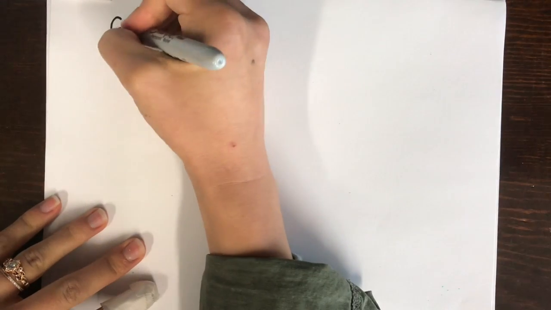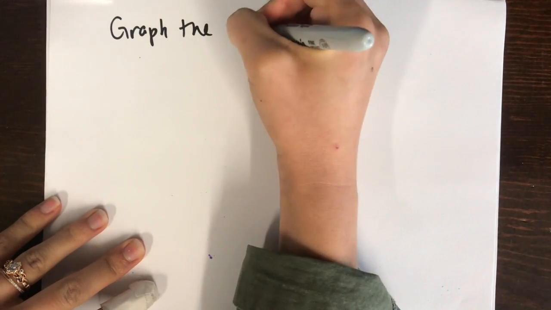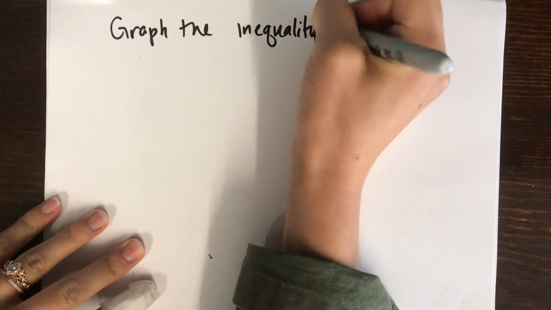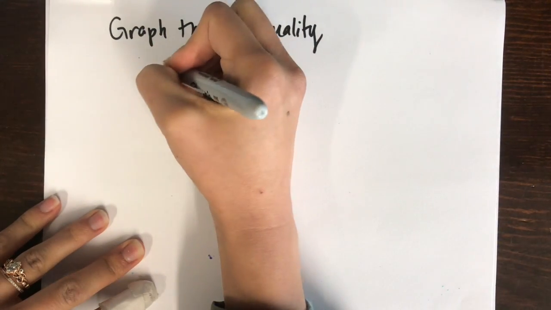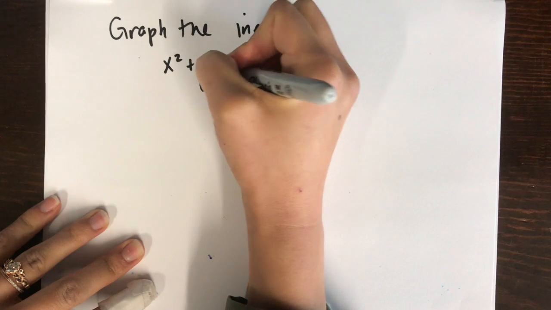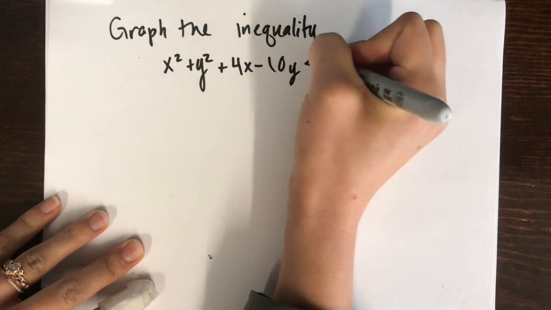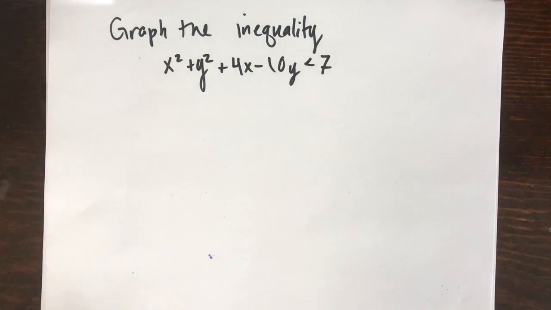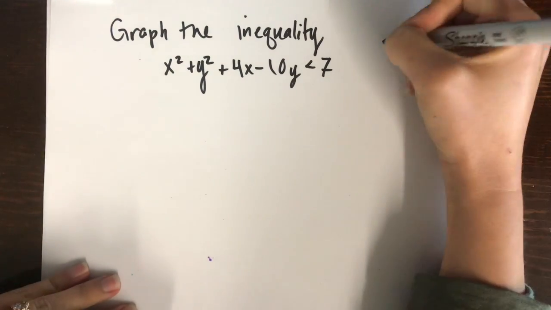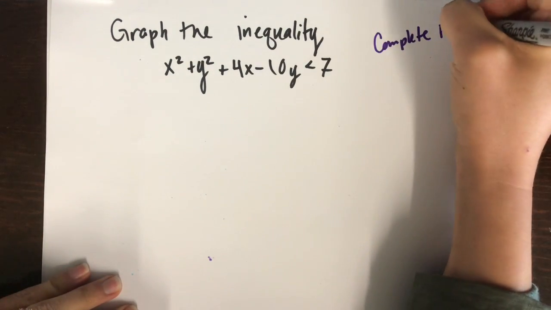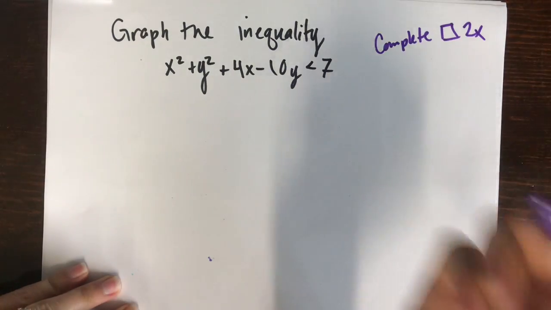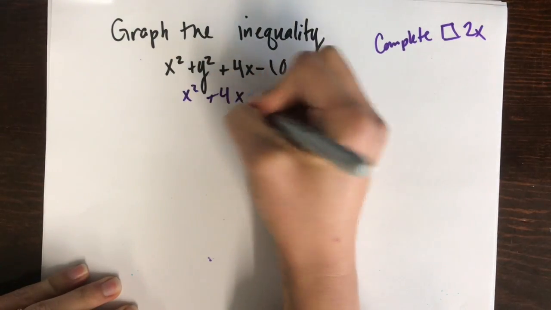So we are going to move on to drawing another graph of a circle. This time we're going to have an inequality. The inequality is still going to have the same thing where we're going to have to complete the square twice, okay? And we'll talk about how we deal with this inequality. So we have x squared plus y squared plus 4x minus 10y is less than 7. So the first thing I'm going to do is complete the square with x. So I want to move everything else besides the x squared and the 4x term to the other side, right?